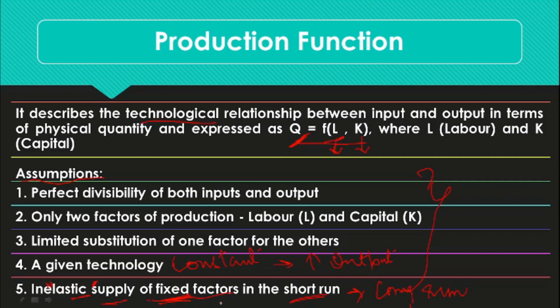Anyhow, these are the five important assumptions that hold the production function theory, which states the technological relationship between the output and the input. With this, I hope the basics of the production theory are clear, and in the next video I will start with the production function in the short term. Thank you.